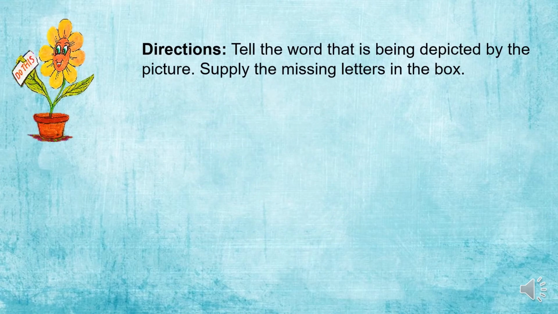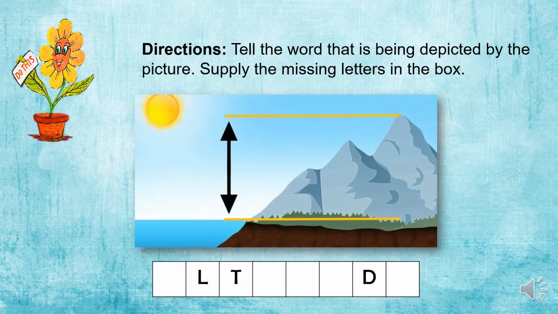Alright, we're done with the pre-test. Let's now proceed with the first activity. Let's do this! Tell the word that is being depicted by the picture. Supply the missing letters in the box. 1. What word is being described in the picture? Learners, write your answers on your activity notebook.